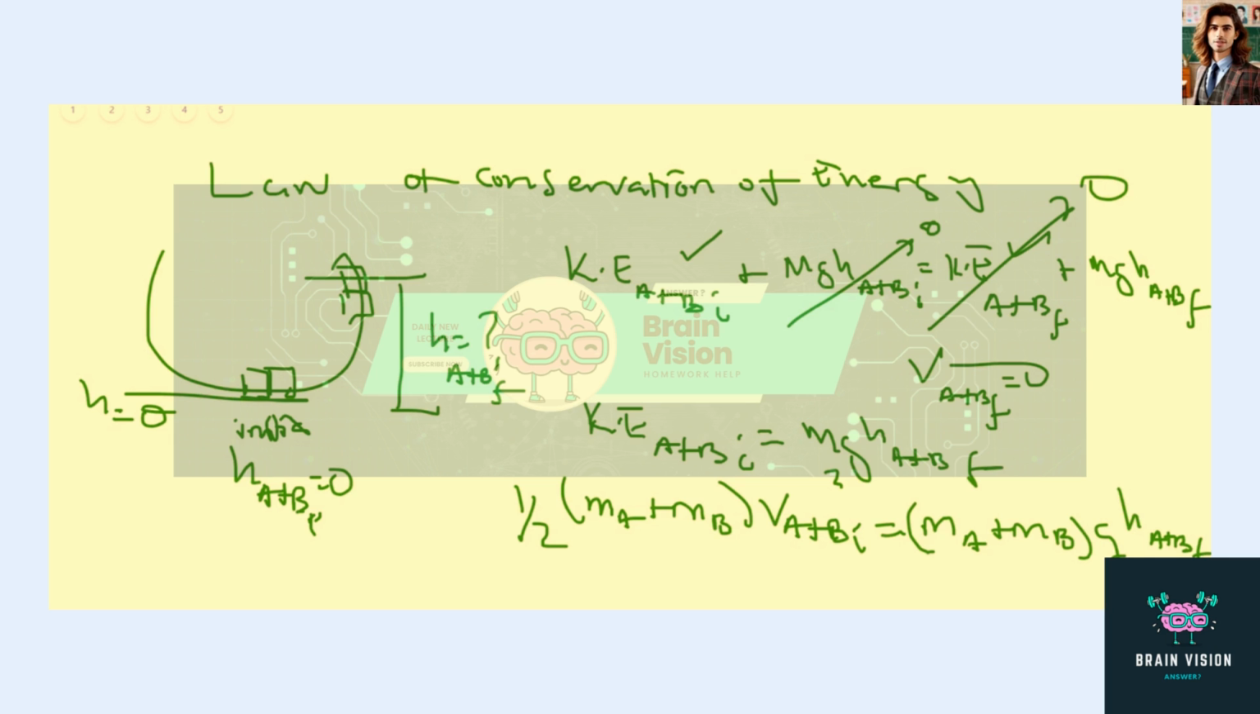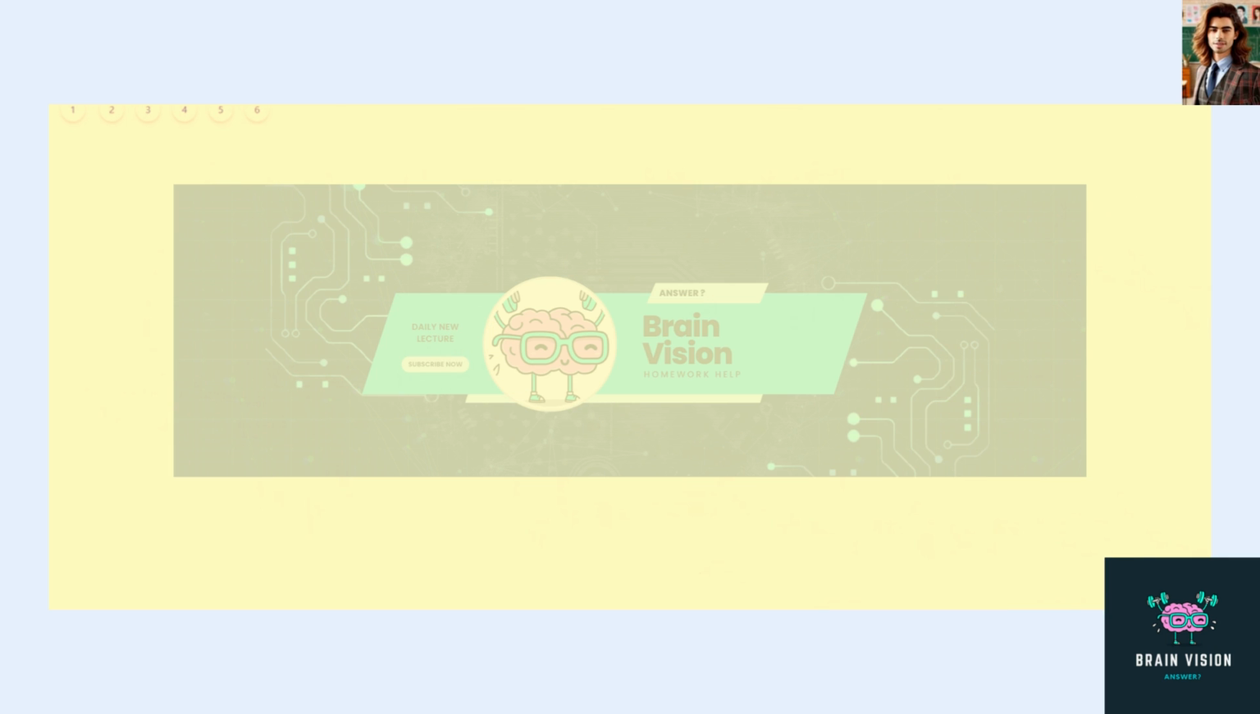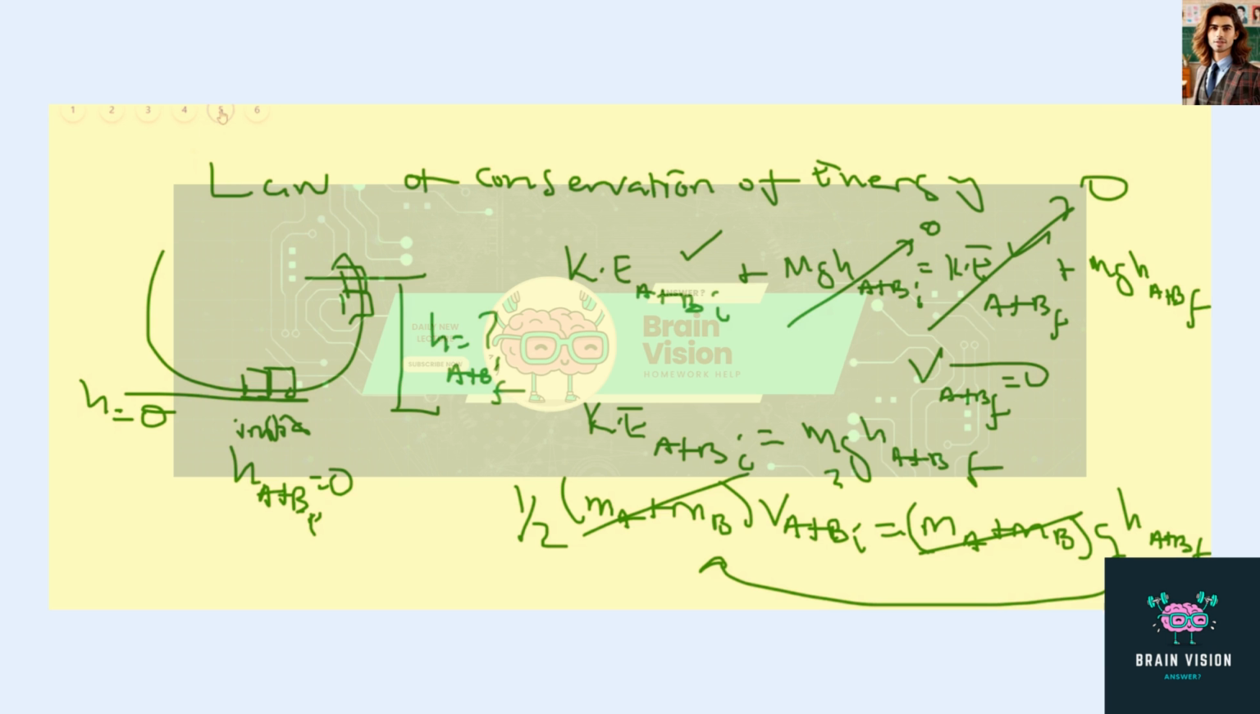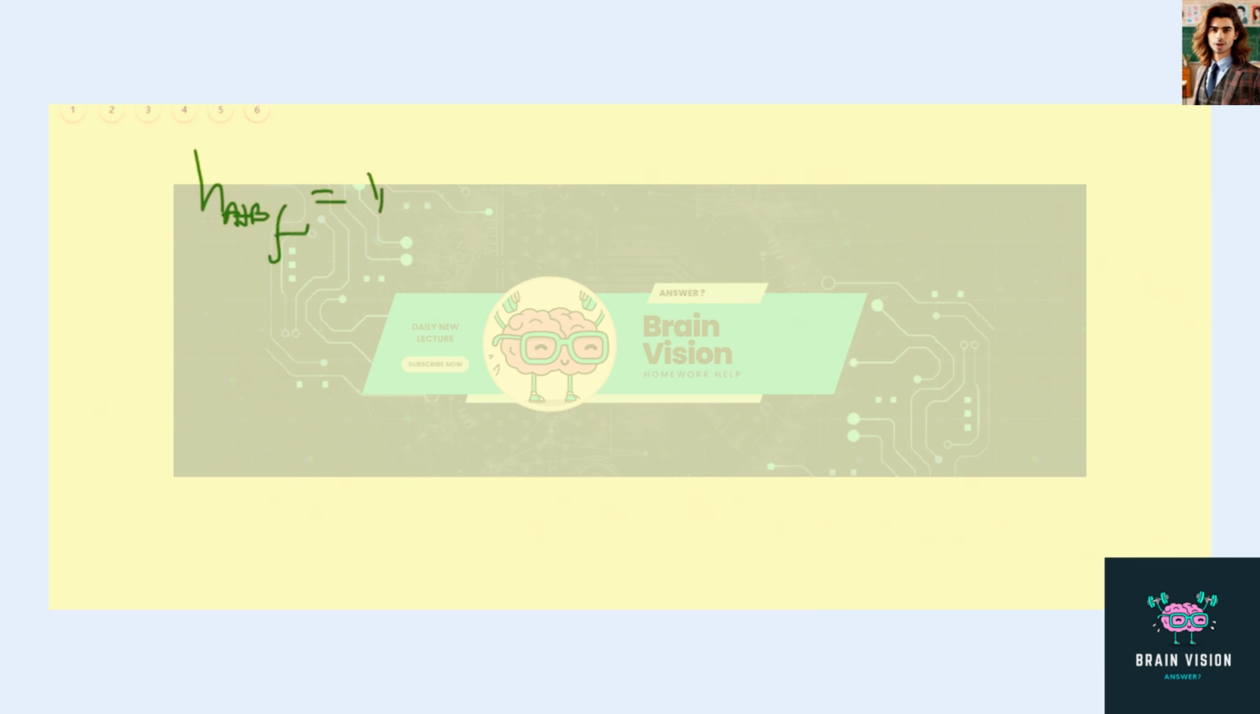Okay, so we're getting close to solving the problem. These two are going to cancel out because they're the same, and then we have to move g to this side. So on the next page, the final height of A plus B becomes equal to, if I go back to this page, 1/2 times the initial velocity of A and B squared.